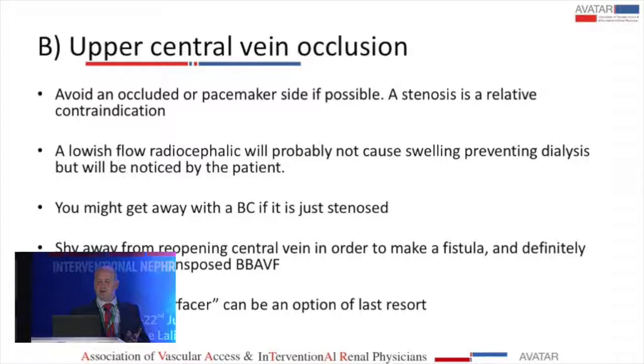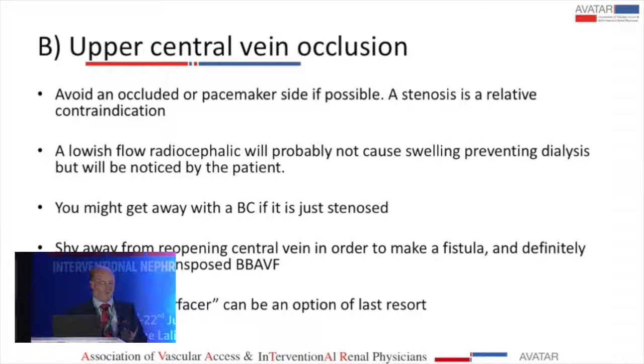Now, upper central vein occlusion. Again, you want to avoid this, but you know, there's a bit of leeway here. I would avoid, if possible, an occluded central vein or something with a pacemaker, because it's quite predictable that that will progress on to an occlusion. And a stenosis I consider a relative contraindication.